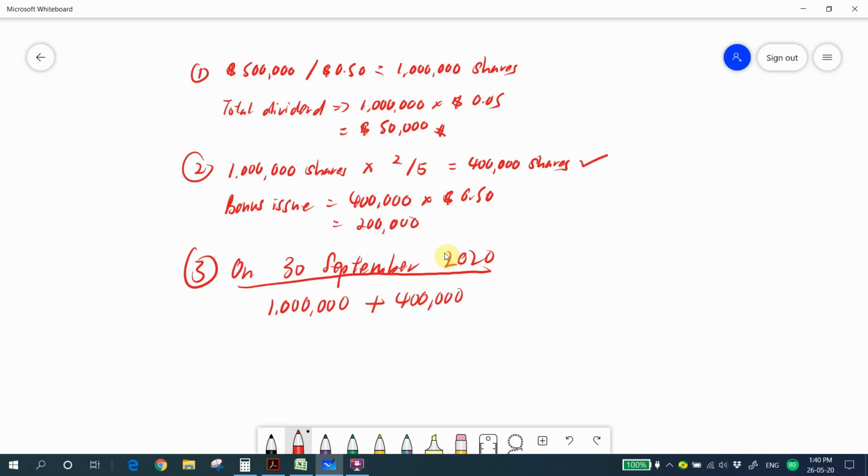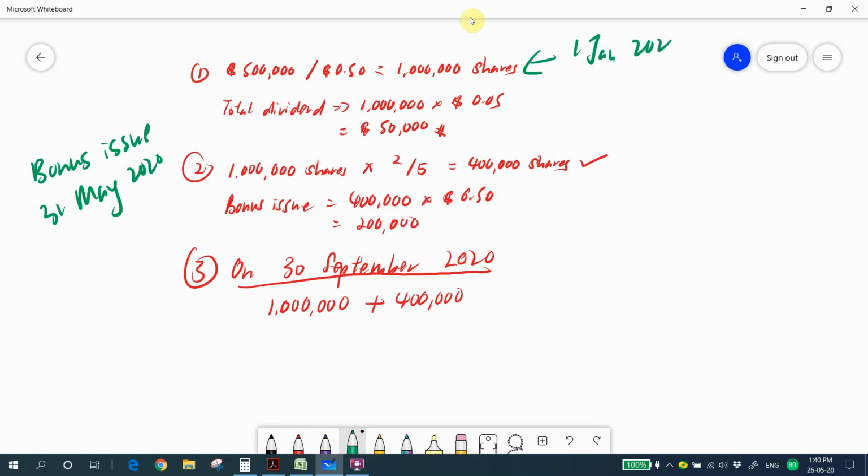You may ask a question, sir, why we need to include the 400,000 when we consider the rights issue? Because this bonus issue happened on 31st March 2020, and the original share that we have is from 1st January 2020. So when you consider your rights issue on 30th September 2020, you have to include it, because your rights issue will consider all the issued shares up to the rights issue date. So the total shares in the company is 1.4 million.